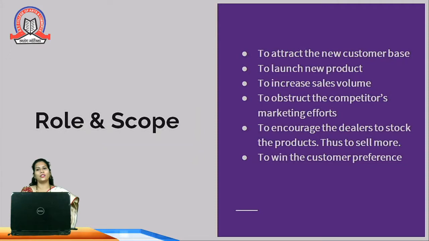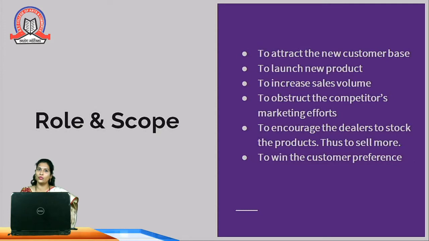Let us see the role and scope of it. Why is it important? Why do we need sales promotions when we are into a business? First, to attract a new customer base. Of course, if you won't display your product or showcase your product, people won't get attracted towards it.